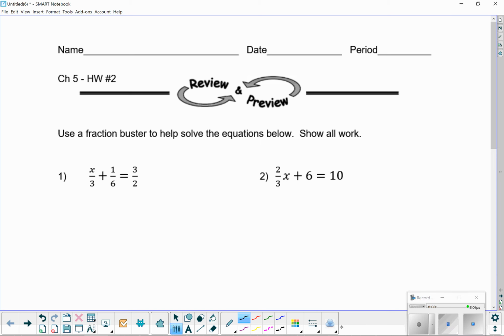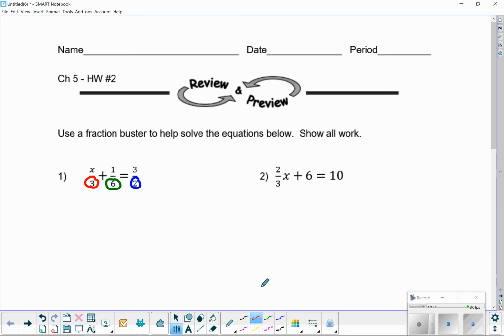All right, let's go ahead and get started on this. This is homework number 5, or excuse me, chapter 5, homework number 2. We are going to be doing fractions buster again. Remember, we did not test much on it last unit, so we're testing fraction busters on this unit, which is currently chapter 5. All right, so we want to find multiples of 3, of 6, and of 2.